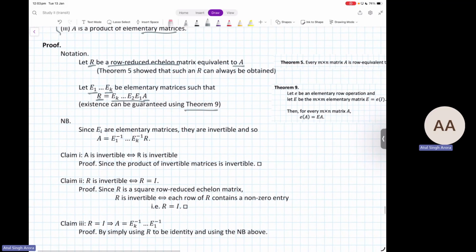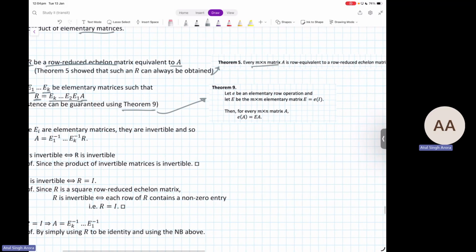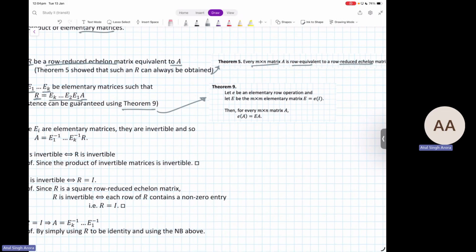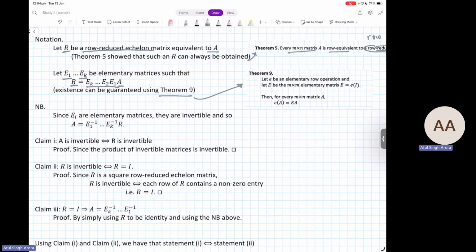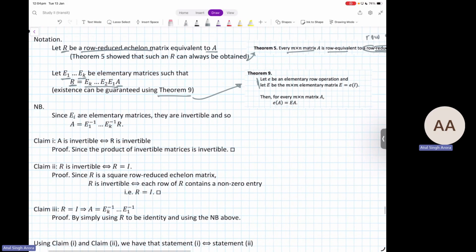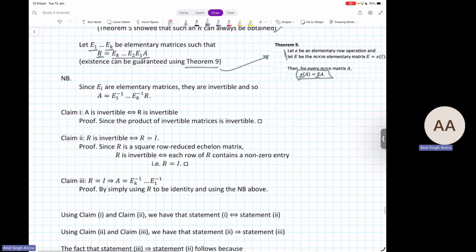I've actually written out the theorem. So this was theorem 9 that we just proved. Theorem 5 said that every matrix has a row equivalent row reduced echelon form. Sometimes I get a bit lazy and say row echelon form, but the correct word is row reduced echelon. Theorem 9 is just saying that if you have an elementary operation, you can replace it with an elementary matrix multiplied with capital A.